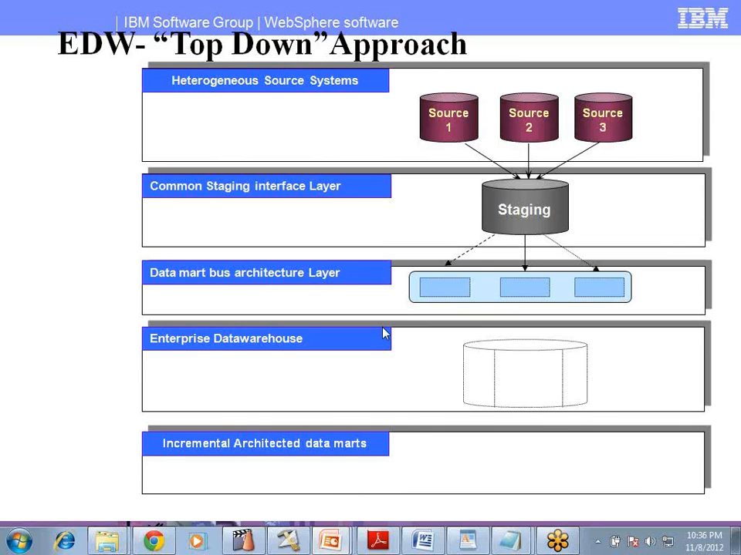Here, whatever process we are going to have, when it comes to the top-down approach in data warehousing implementation, we are going to implement the top-down approach with different sources: source 1, source 2, source 3. The sources in the top-down approach may be heterogeneous or homogeneous.